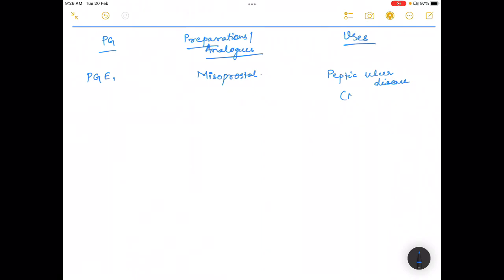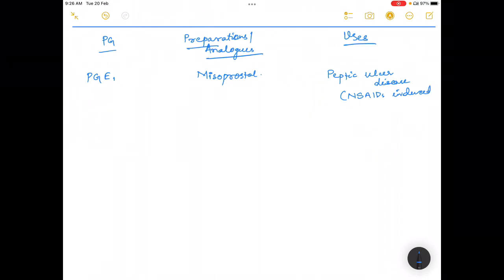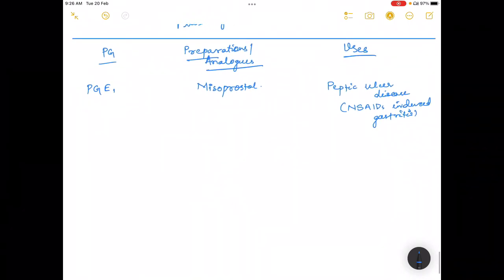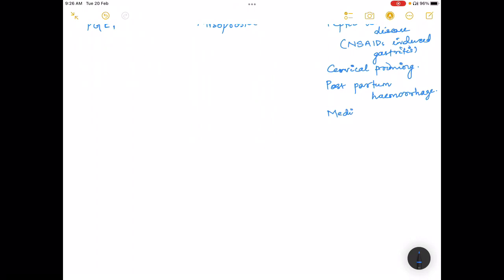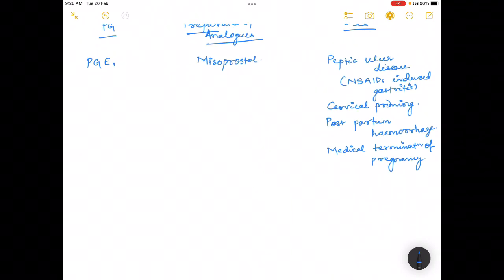Okay, particularly in case of NSAID-induced gastritis, as PGE1 is responsible for maintenance of the gastric epithelium. Apart from that, it is also used in cervical priming, postpartum hemorrhage. Also, it is used in medical termination of pregnancy. So here, a question based on a case can be asked.